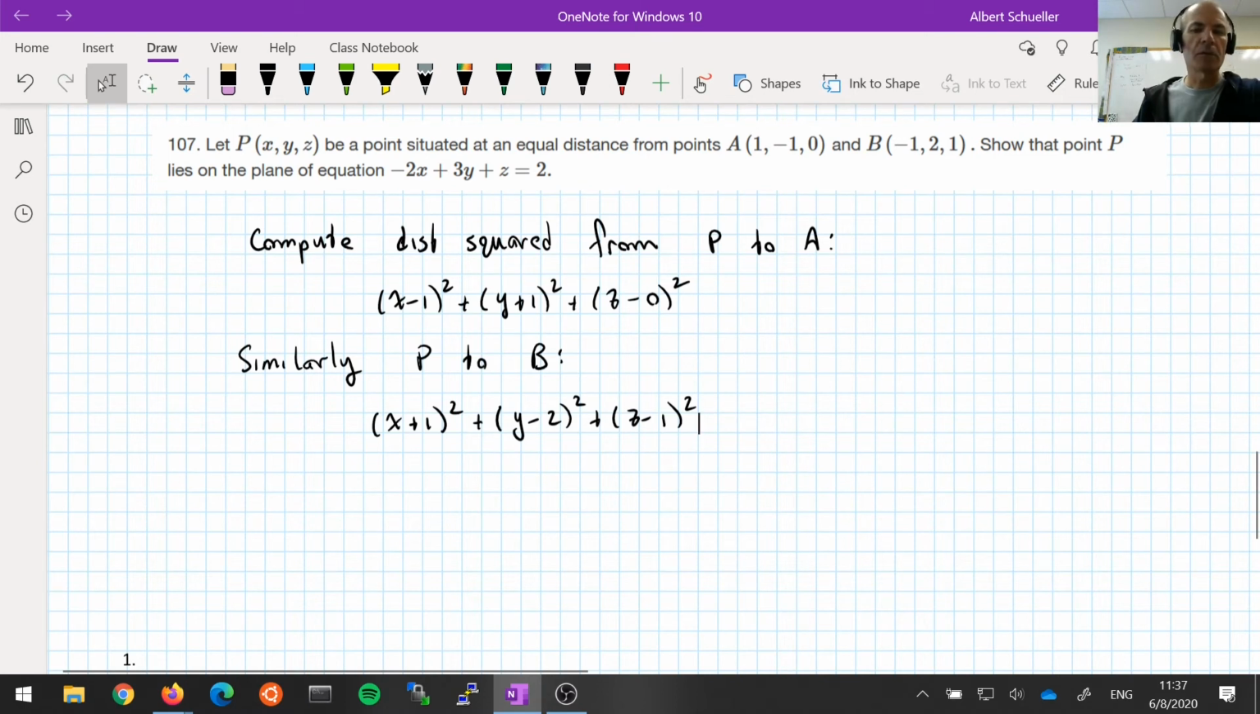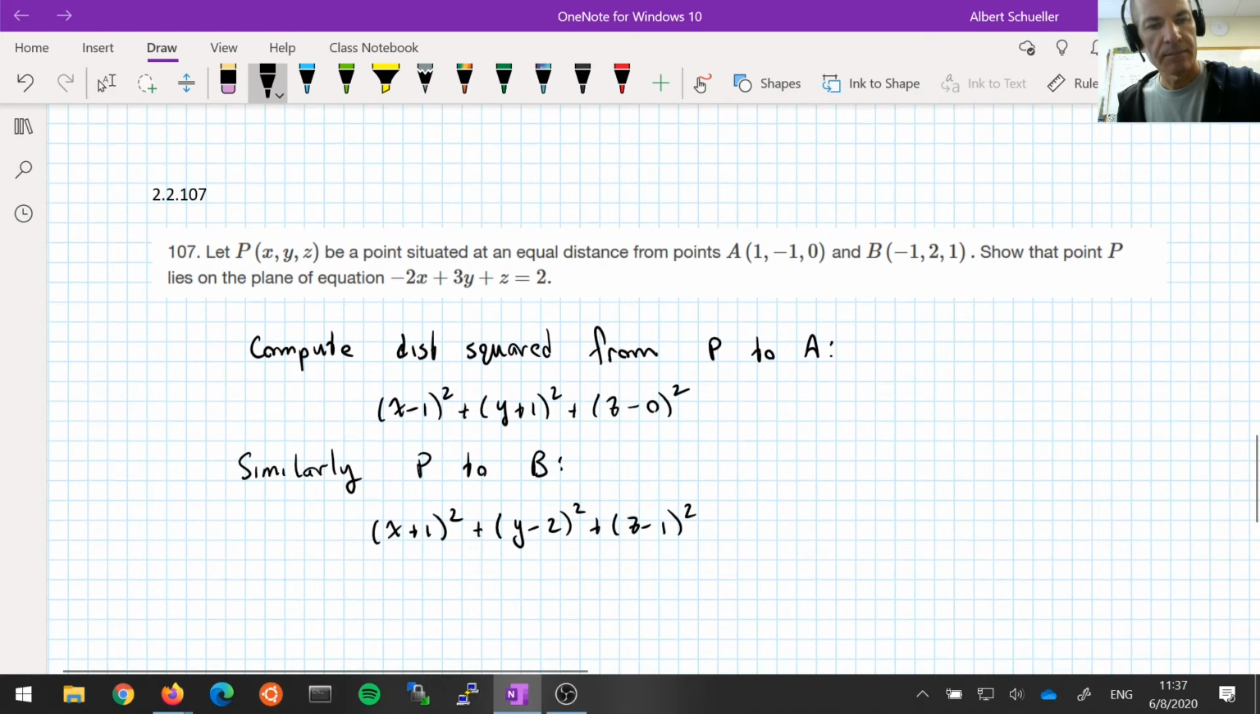What did we want to do? We wanted to set these things equal to each other, so let's do that.